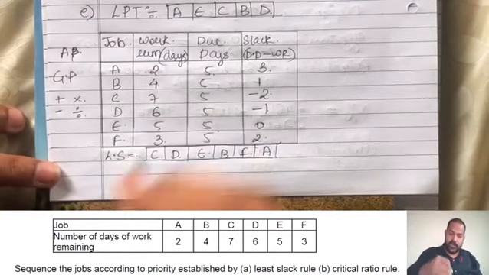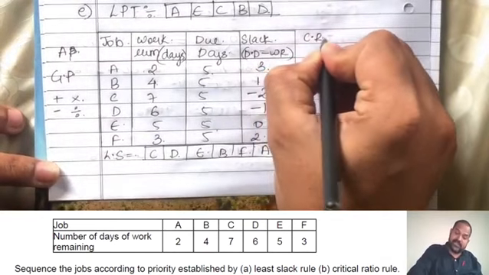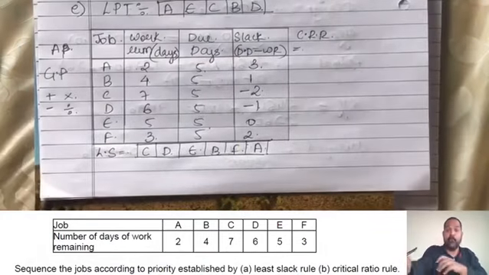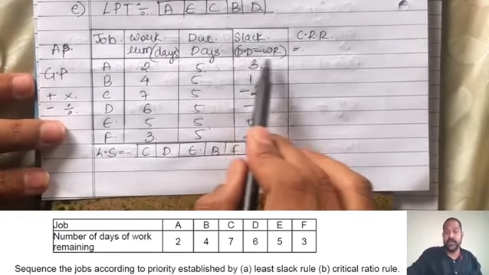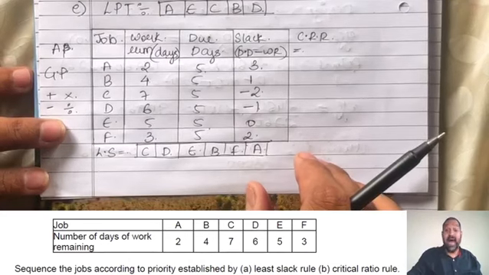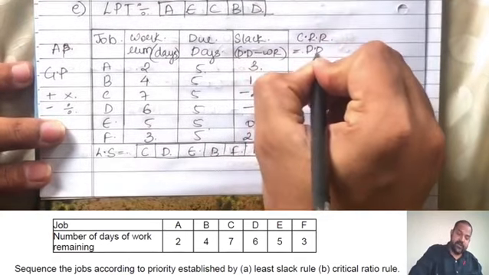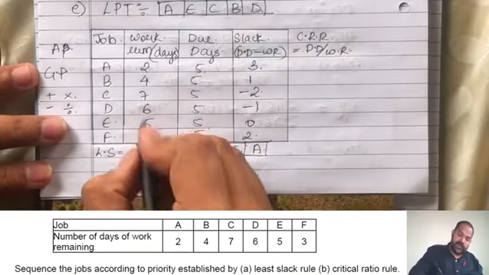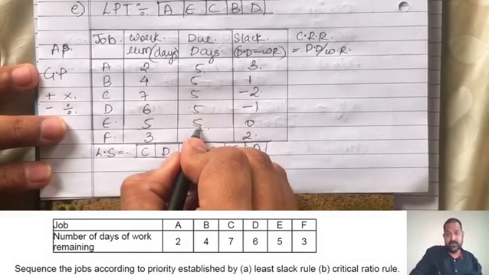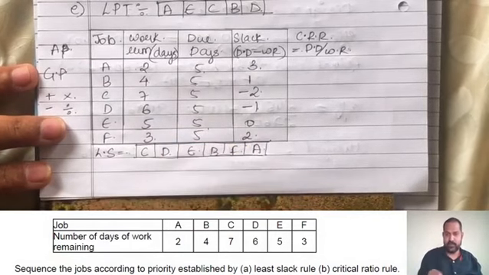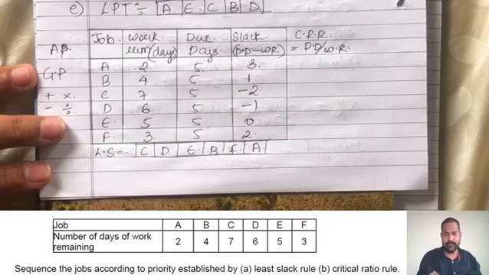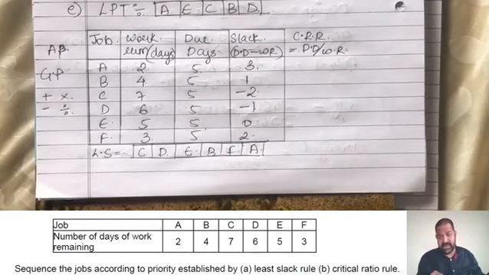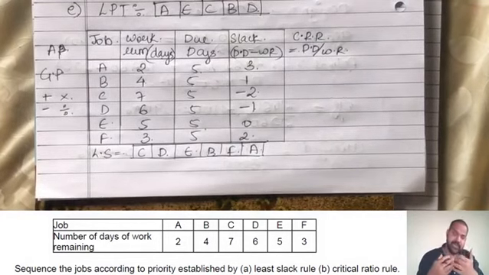So same. I am again going to calculate the slack only, but with a slightly different rule. And the rule is, I am not going to subtract the due date from the work remaining. I am going to divide the due date and the work remaining. Why? See, I'll give you an example. 5 days of work remaining, 5 days due. 5 by 5 is 1. So the critical ratio is 1. If the critical ratio is 1, which means both are equal, number of days and number of due days is the same.